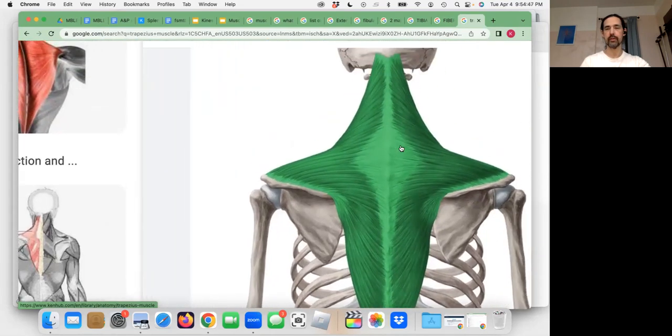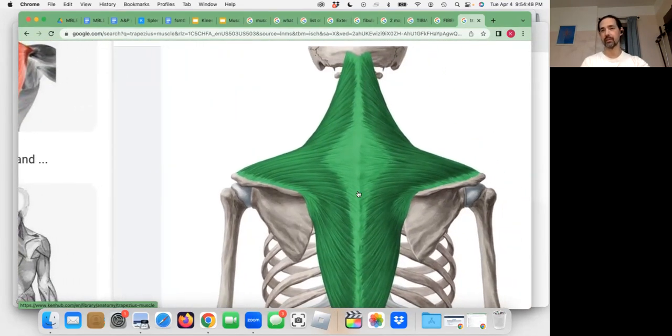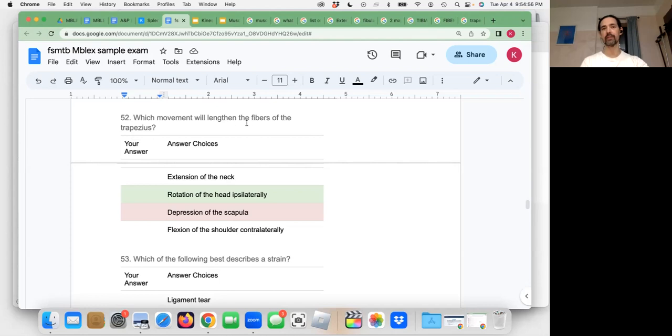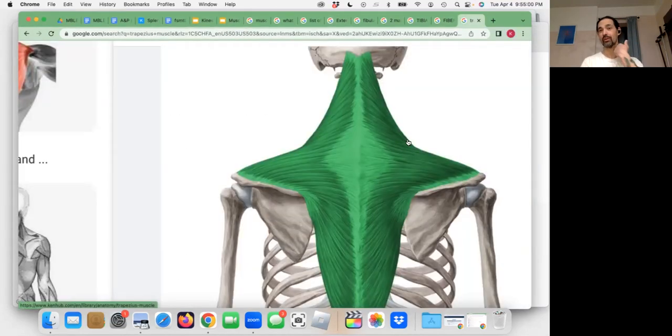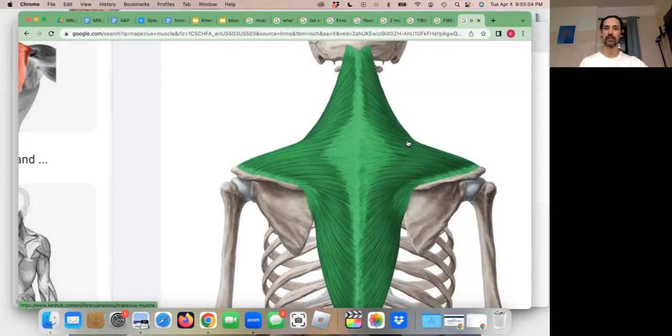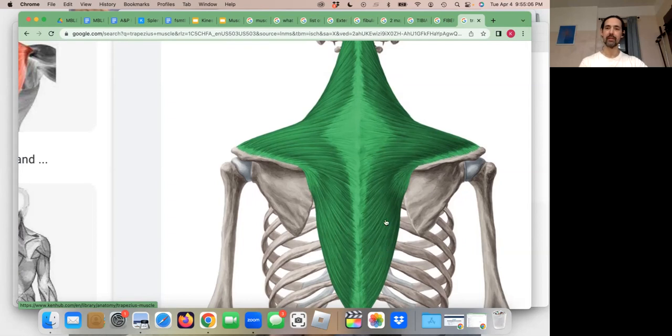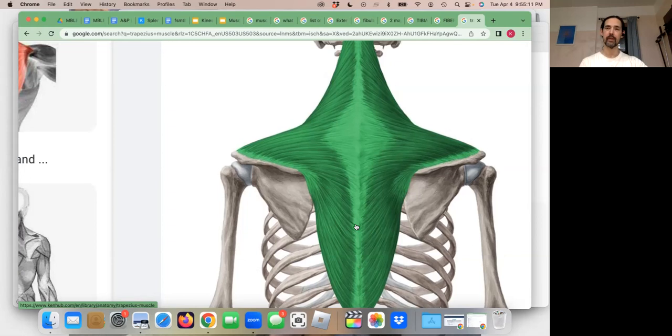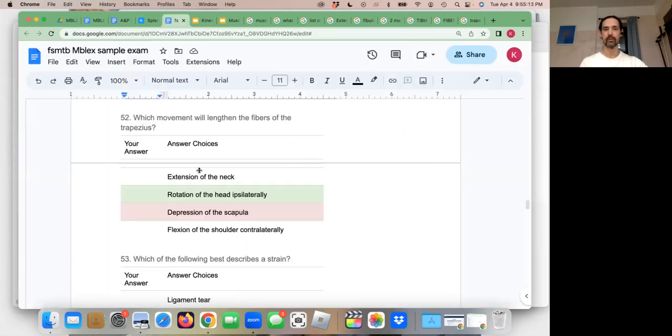So they don't ask you, is it the upper, is it the middle, or is it the lower fibers? They say, which movement will lengthen the fibers of the trapezius? And then they just leave you hanging, to pick the one where there's no shortening at all, only lengthening. So depression of the scapula, the lower trapezius, would be shortening. And then what are the others? Extension of the neck, flexion of the shoulder contralaterally.